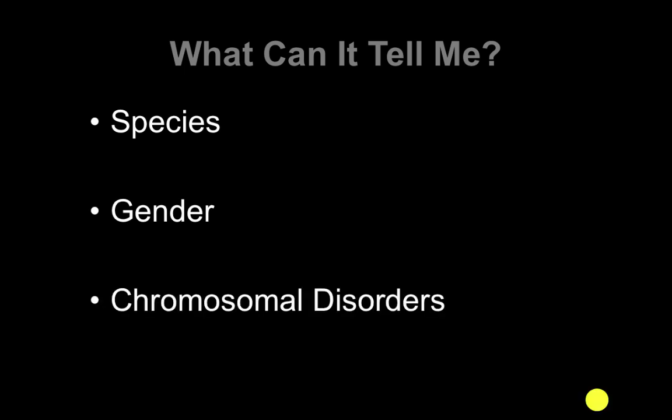So what can this tell me? Well, first I can determine the species, because different species have different numbers of chromosomes. I can determine the gender by looking at the sex chromosomes. And I can figure out if there's any chromosomal disorders. In other words, are there any issues with the chromosomes? Are there too many? Are there not enough? Are any of them broken or missing parts? Things like that.